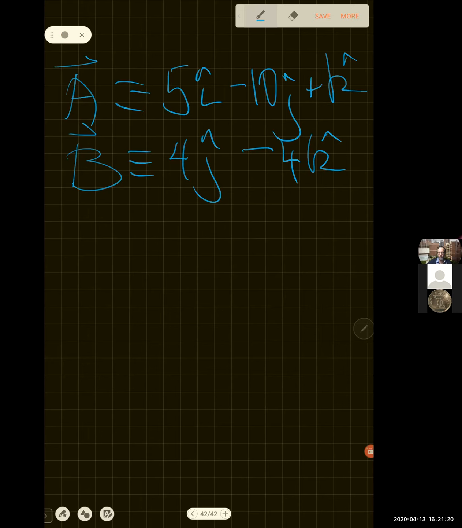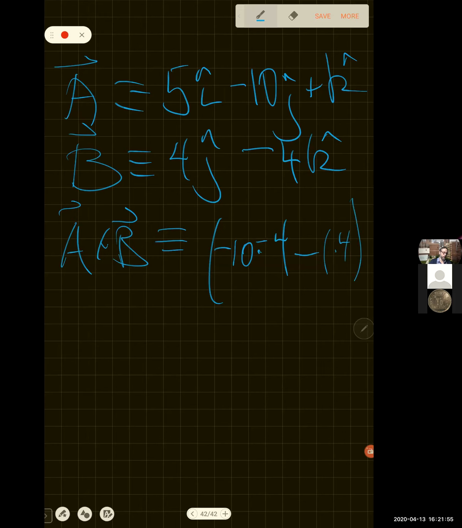I'm going to cross them because I believe that's what I'm supposed to do. So I'm literally going to follow the formula that we just said. AY, that's negative 10, times BZ, that's negative 4, minus AZ, that's 1, times BY, that is positive 4. I'm a slob, as you can see, but I'm going to clean that up. That's the X component of this vector.